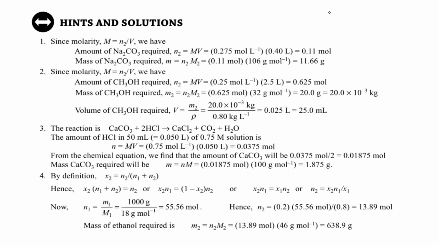Since molarity is equal to n2 by V, the amount of sodium carbonate required is M into V, that is 0.275 into 0.40 liters, which is equal to 0.11 moles, because amount of sodium carbonate n2 is equal to MV. So mass of sodium carbonate required is n2 times M2, which is equal to 11.66 grams. A simple way we can write it like this. I'm explaining in a simple way.